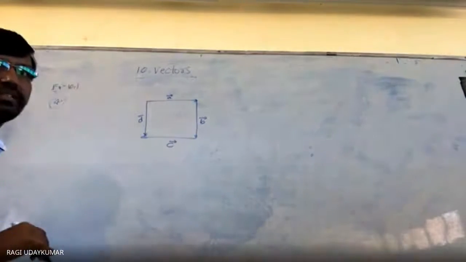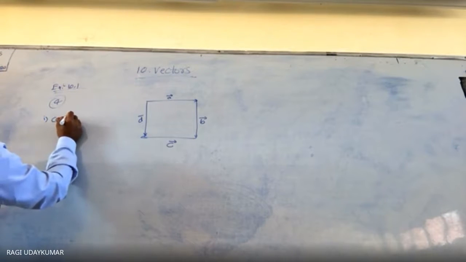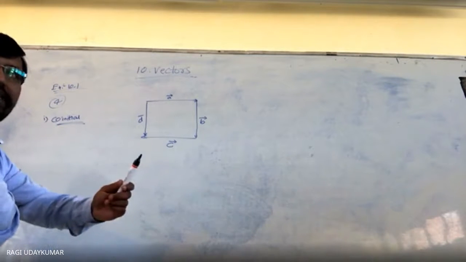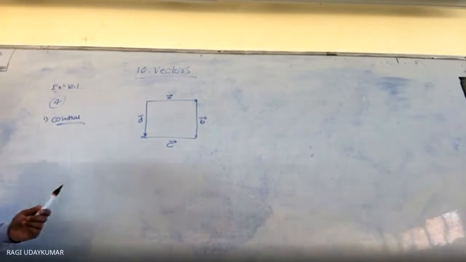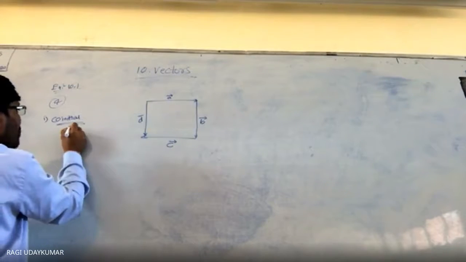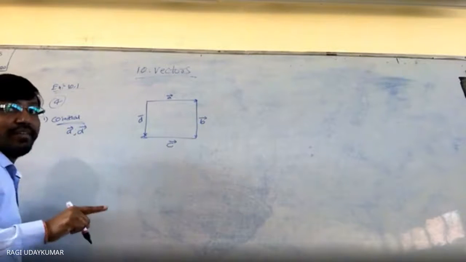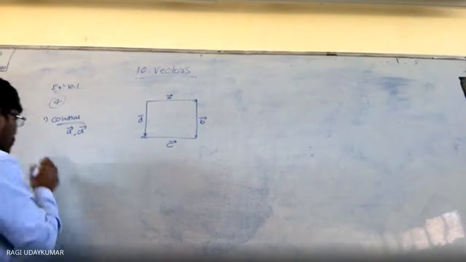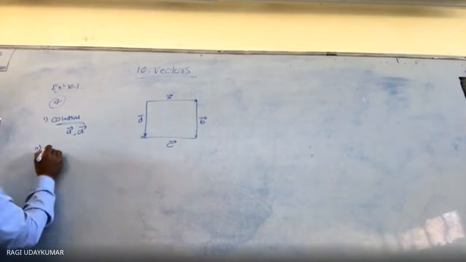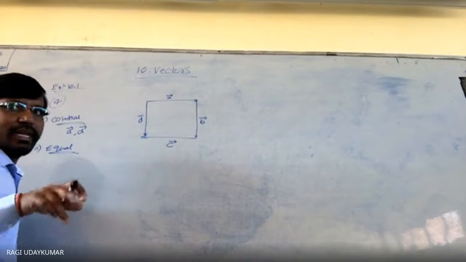So the first question is asking for co-initial vectors. Co-initial means vectors starting from the same point. So what are the two vectors which start from the same point? This and this: A bar and B bar are the co-initial vectors. Co-initial is different from collinear. Collinear is nothing but parallel.